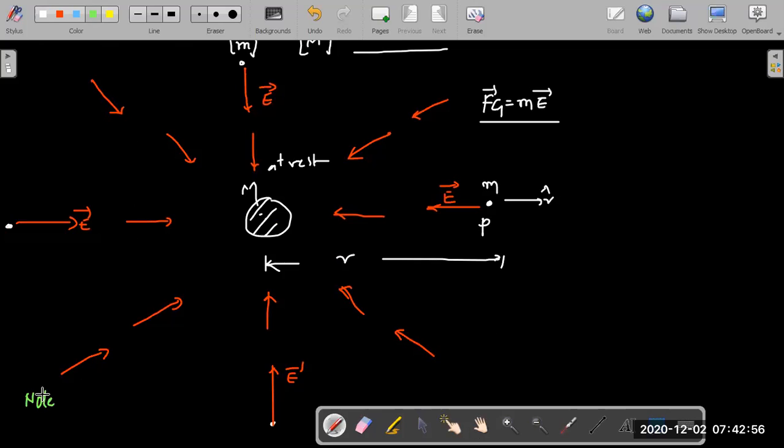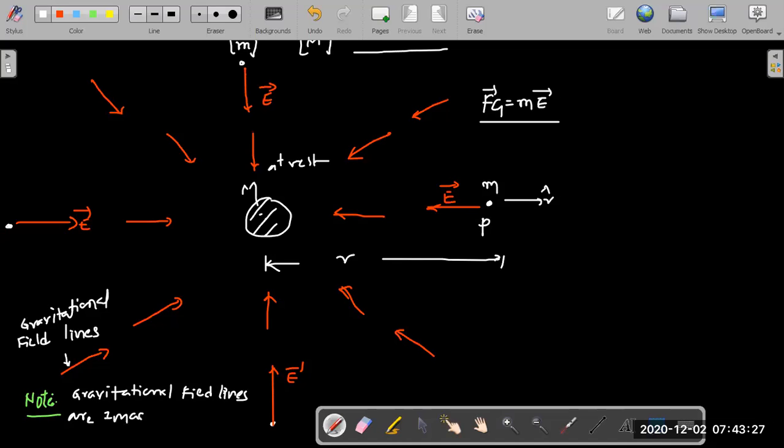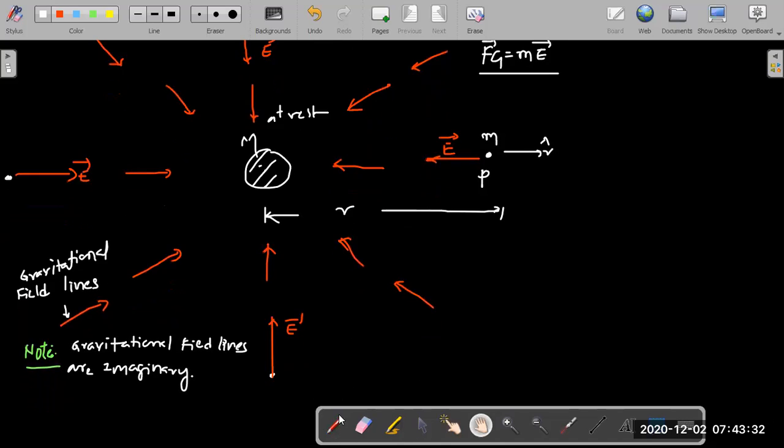Here, what we can say is that the length of arrows. Okay, the length of arrows. So this is what is called gravitational field lines. Note, gravitational field lines are imaginary lines. Understood? They do not exist in reality. In fact, the concept of gravitational field itself is imaginary.